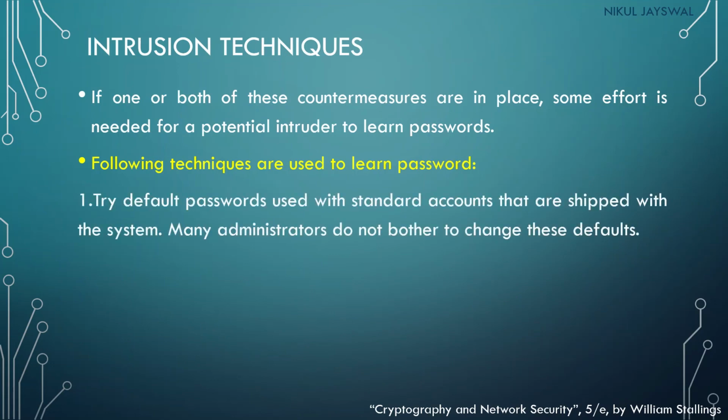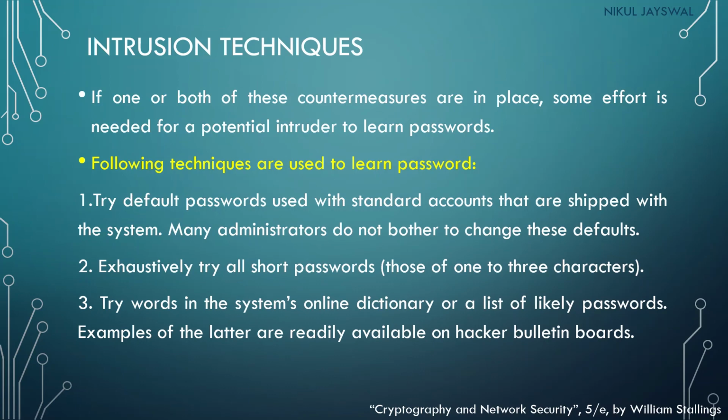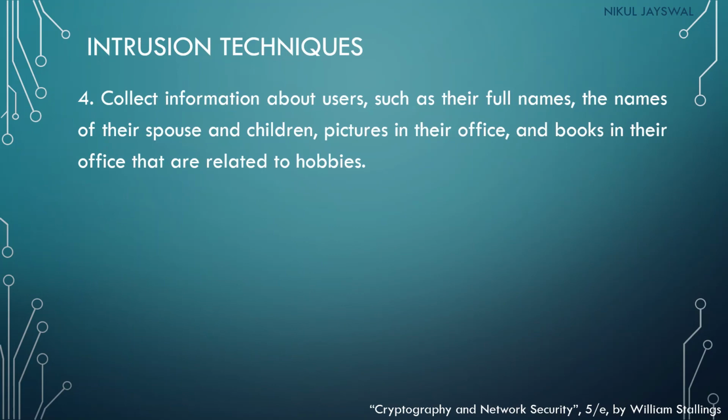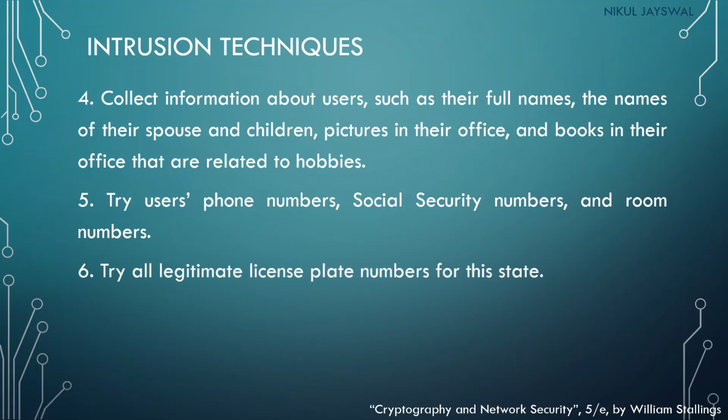So first, try default passwords. The intruder will use the default passwords. Many administrators do not bother to change the default password, and that default password can be easily guessed by the intruders. Then exhaustively try all short passwords. So the intruder will try all the short passwords that can be used by the user. Then try words in the system's online dictionary. So a dictionary attack can be performed to learn the various passwords. Then collect information about users, and that information will be used as a password. Then try the user's phone number, social security number, and room number as a password to identify the valid password of the particular user. Then try all legitimate license plate numbers for this state.